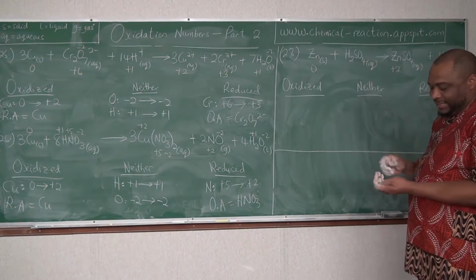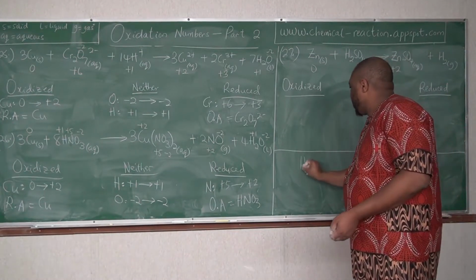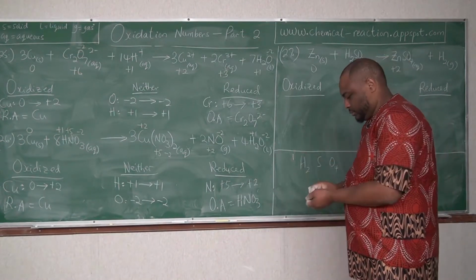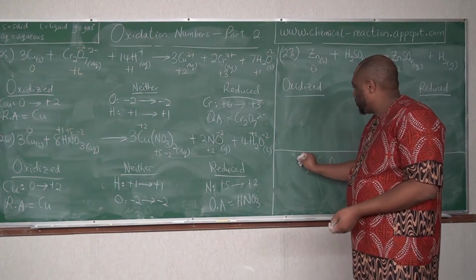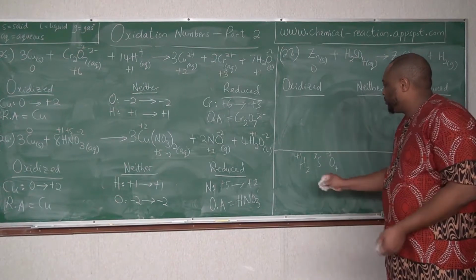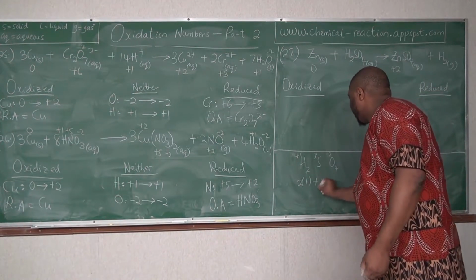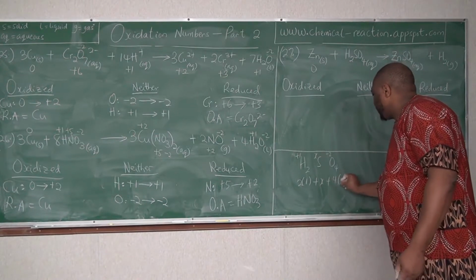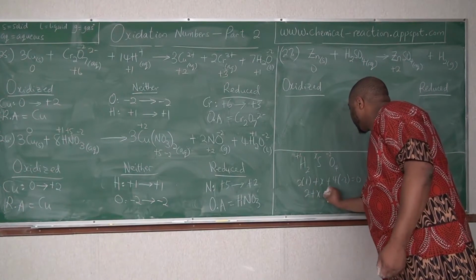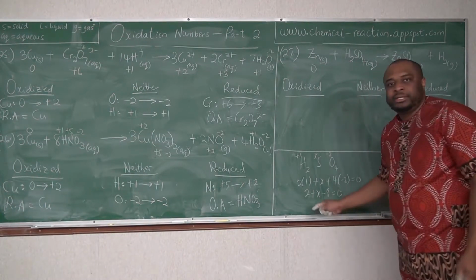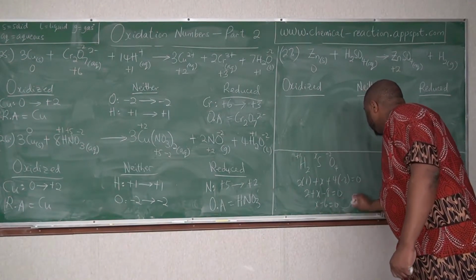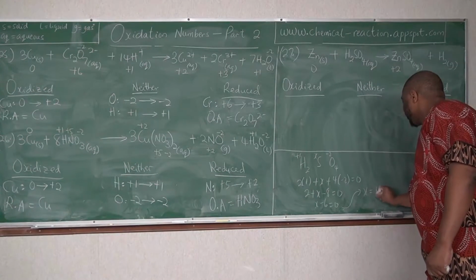Now, this is sulfate 6. If we do this here, H2SO4. H is plus 1, this is X, this is minus 2. So this will be 2 times 1 plus X plus 4 times minus 2 equal to 0. So this is 2 plus X minus 8 equal to 0. See that? This is X minus 6 equal to 0. So X is plus 6.